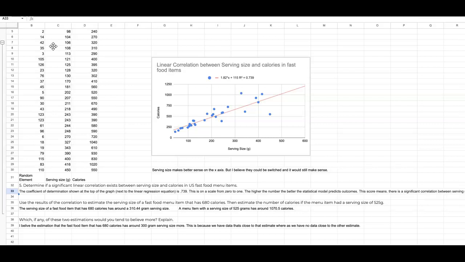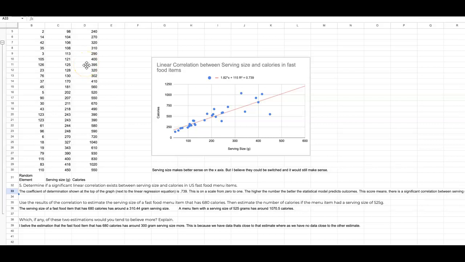Here we have a chart that shows the linear correlation between serving size and calories in fast food items. Serving size is on the x-axis and calories is on the y-axis. That just makes the most sense to me, but I believe that you could switch those axes and it would still make sense. We have a line of best fit going through the data points, and at the top we have an equation representing the line of best fit.